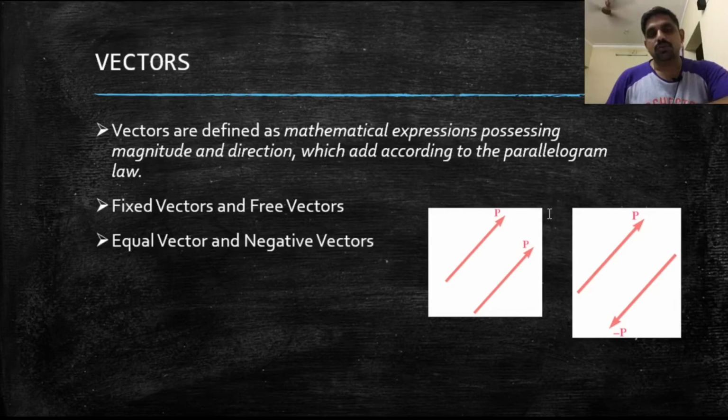So, we are defining forces as vectors. So, what is a vector? A vector is defined as a mathematical expression possessing magnitude and direction, which add according to the parallelogram law. So, fixed vectors are there and free vectors are there, and there are equal vectors and negative vectors. So, here in this case, these are equal vectors and these are equal but negative vectors. Now, coming to the fixed and free vector, fixed vector means it has a point of application, whereas free vector is free to move anywhere in the plane of action.